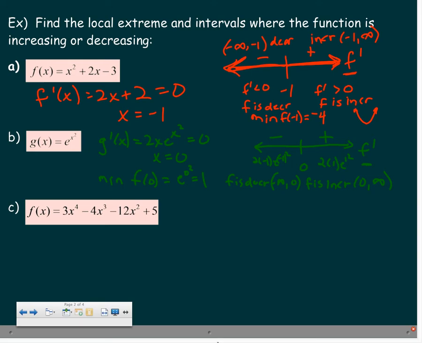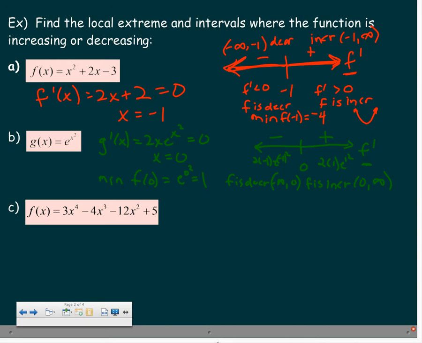3x to the 4th minus 4x cubed minus 12x squared plus 5. Have you noticed the process? The process is to set the derivative equal to 0, put the zeros on the number line, test the intervals, figure out where the function is increasing and decreasing. That tells you whether or not there's a max or min there. All right, here we go.